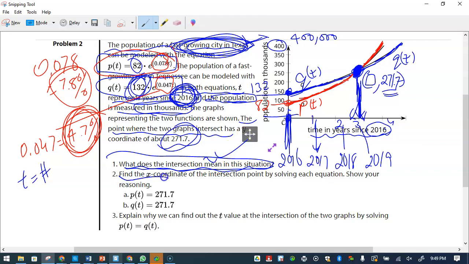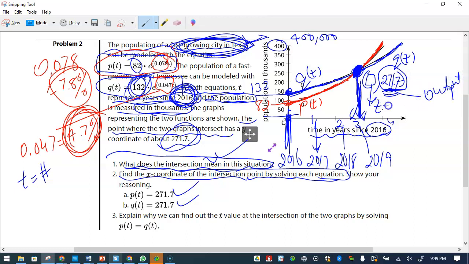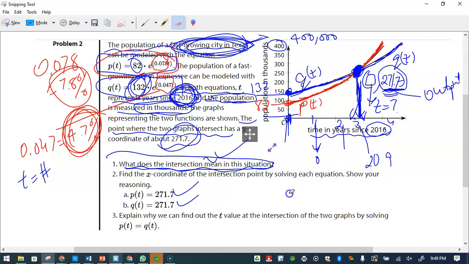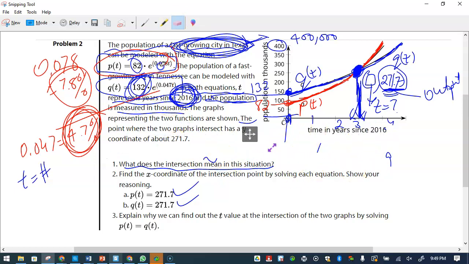What about the second question? Find the x coordinate of the point by solving the equation. And this is what I showed you in the first 11 minutes. So the first equation is this, the second equation is this. So they're saying this is the y, right? That's the output, the population. This is the input t. We don't know it, question mark, right? So let me make it nice and clear. It looks dirty here.